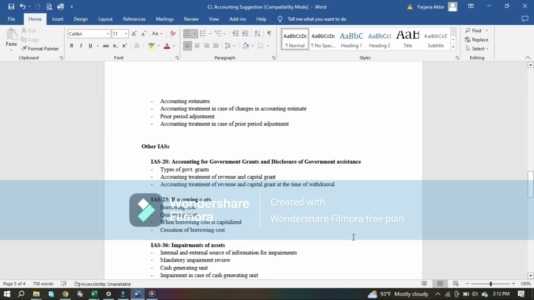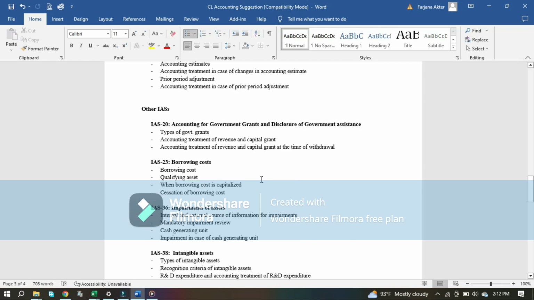Other IASs. IAS 20, Accounting for government grants and disclosure of government assistance. Types of government grants. Accounting treatment of revenue and capital grant. Accounting treatment of revenue and capital grant at the time of withdrawal.